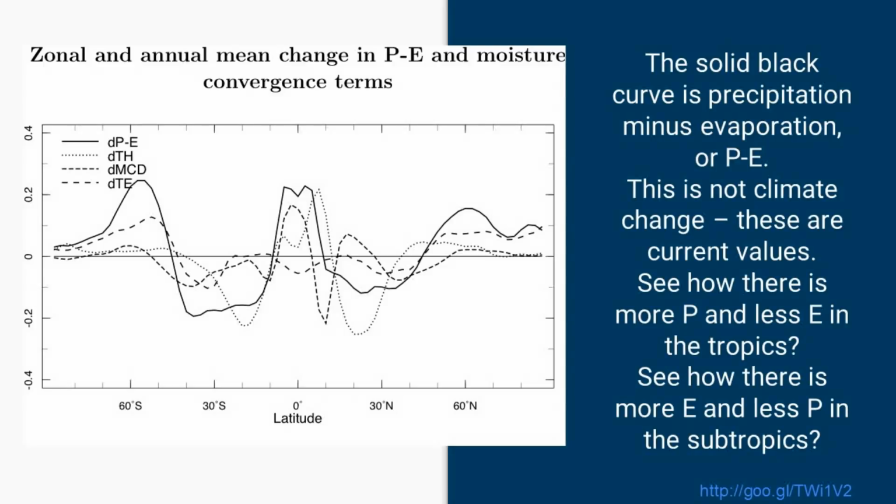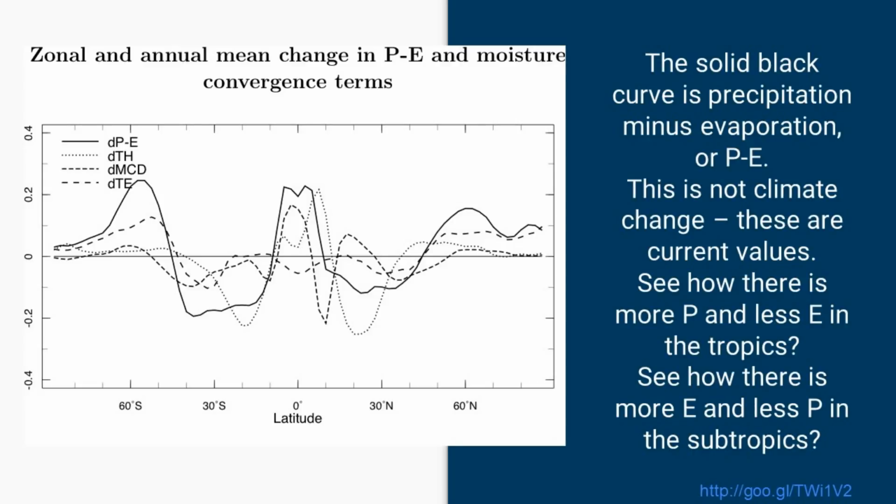Notice how from about maybe 10 degrees north to 10 degrees south, we have a positive value of P minus E. There's more precipitation that happens in that part of the world than evaporation. In contrast, from about 40 degrees north to about 10 degrees north and about 40 degrees south to about 10 degrees south, see how P minus E is negative? There's relatively little precipitation, but lots of evaporation, especially over the subtropical oceans.